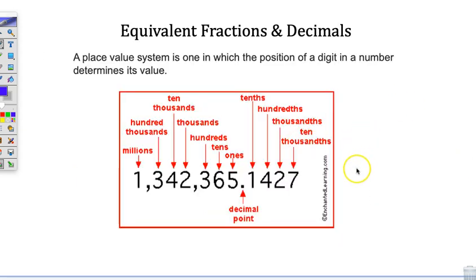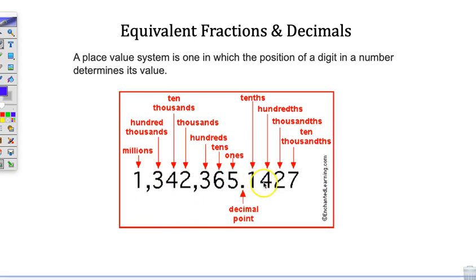Before we talk about how to go from a decimal back to a fraction, I want to mention the place value system. It's super important because each number in a decimal actually has a certain name for its place value. So for instance, here's where our decimal point is. If I move to the left, that's the ones position. If I move over again, that's called the tens position, and so on.